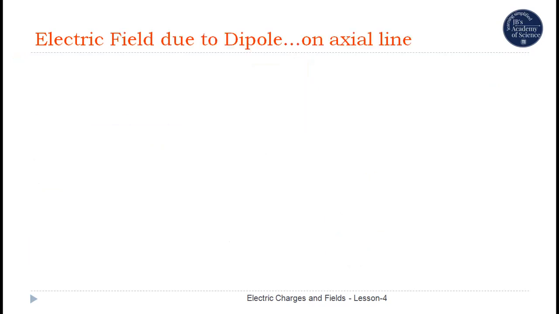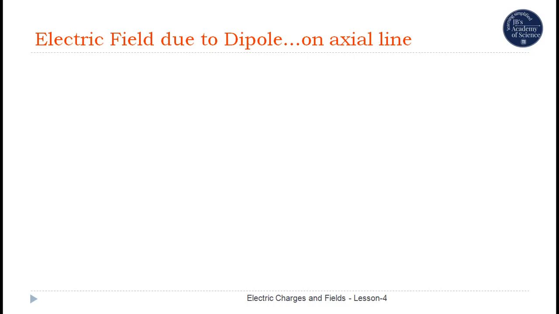Now, electric field due to a dipole. Here we have two cases. One, electric field due to a dipole at a point lying on its axial line, lying on its axis. Second case, electric field due to the dipole at a point lying on the equatorial line.